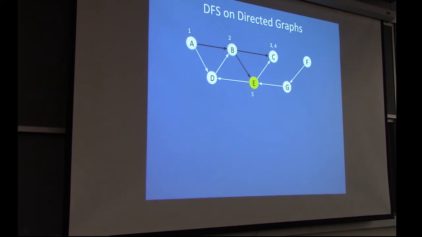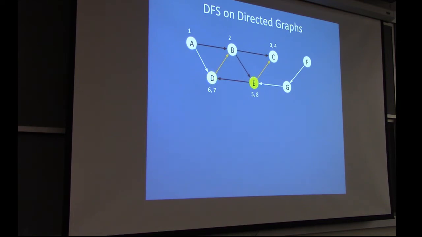E gets a time of 5. We consider C, but bail out because it's been visited. I'll color that one orange. We consider D. That's good, never been there before. It gets the 6. It considers B. That turns orange because we've already been to B. So D gets the 7. What happens next?